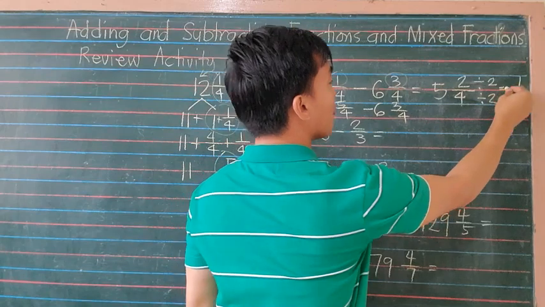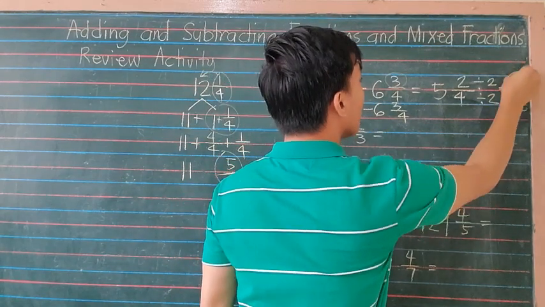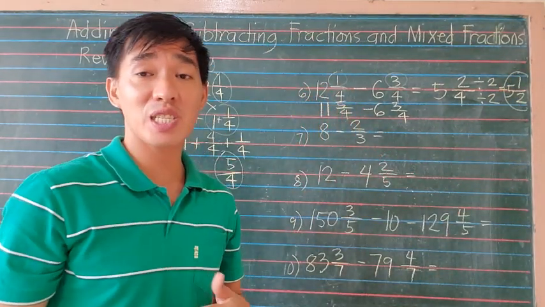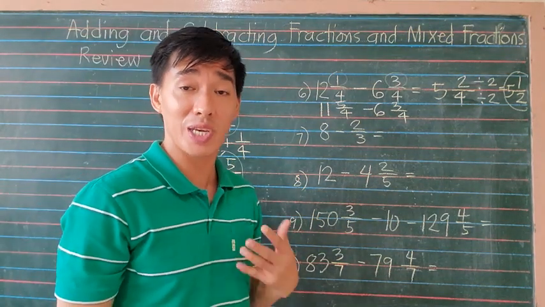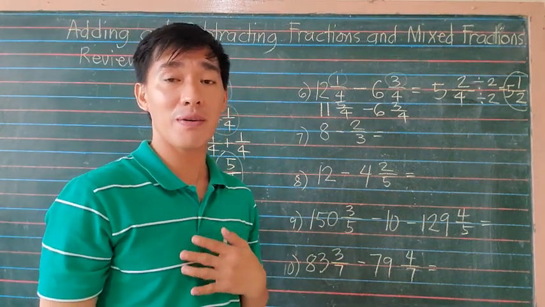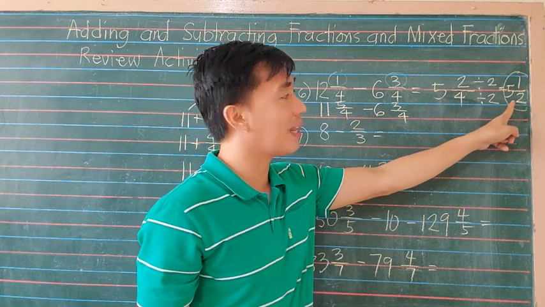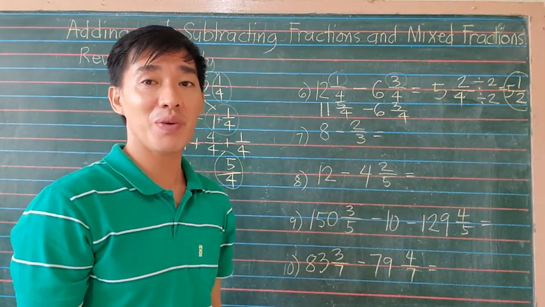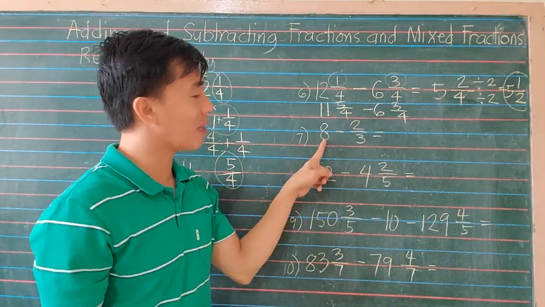Then you just copy the whole number 5. Remember na hindi po natin na-express in lowest term yung whole number. Just copy the whole number. Only the fraction. So our final answer is 5 and 1/2. Let's proceed to item number 2.